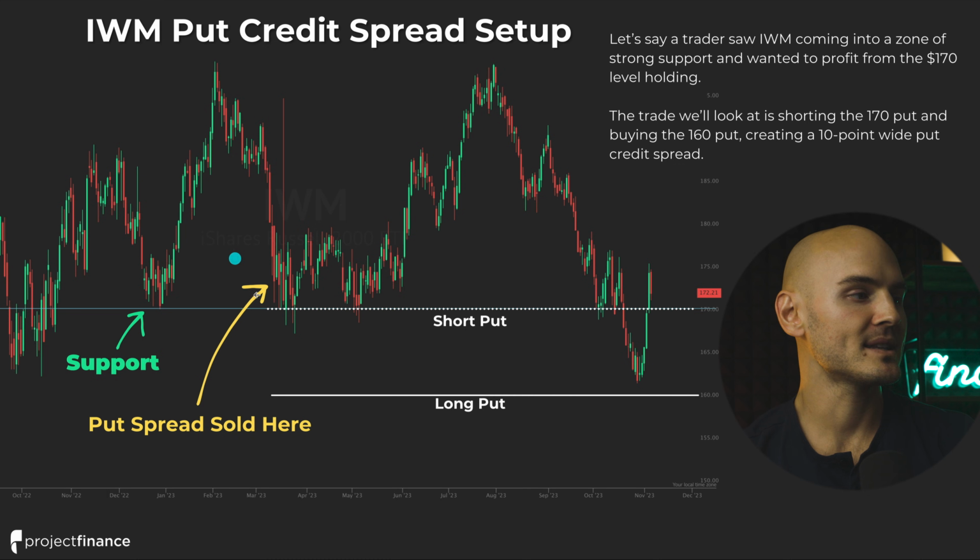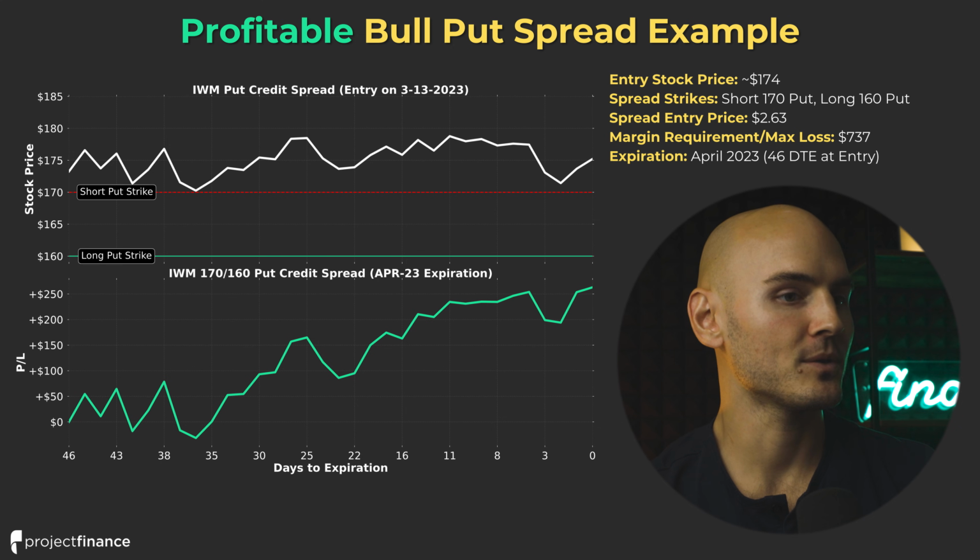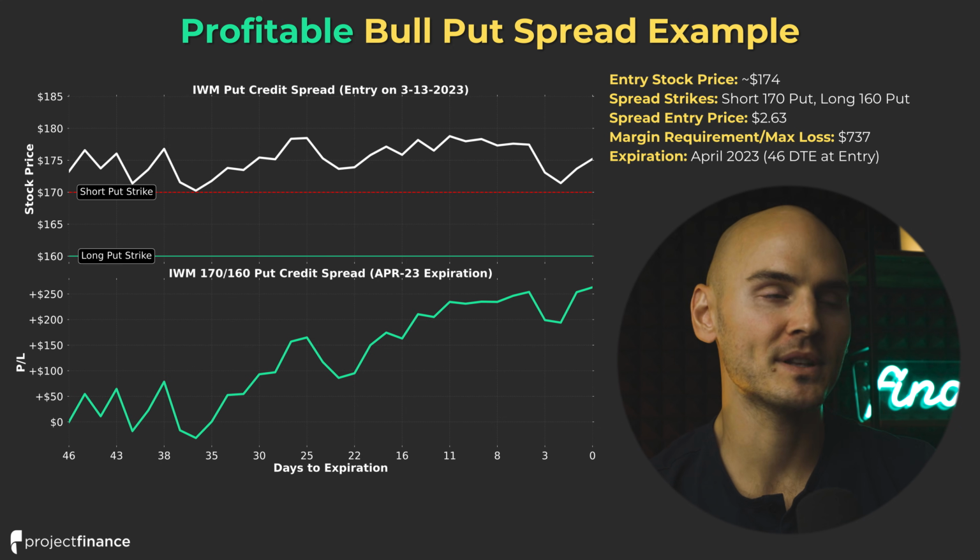The way they could do this is they could sell a put option with a strike price of 170, right at that support level, and then they could buy a put option with a strike price of 160, which is $10 below the short put strike price. And this would create a $10 wide put credit spread. So if we go to the next slide, we can see the actual performance of this trade.